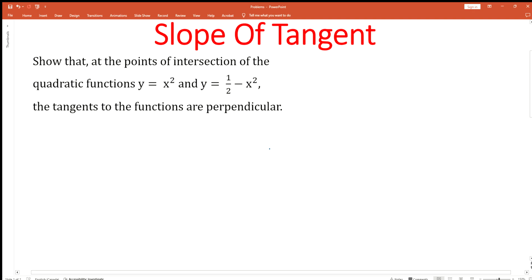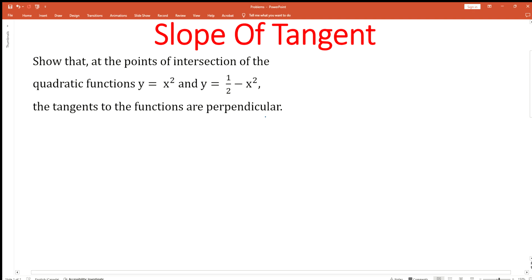In this video, we'll solve this problem using the first principle or the limit formula for slope of tangent. As per the problem, show that at the points of intersection of the quadratic functions y equals x squared and y equals 1 over 2 minus x squared, the tangents to the functions are perpendicular.